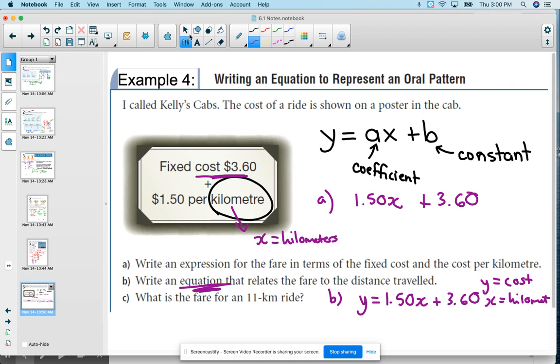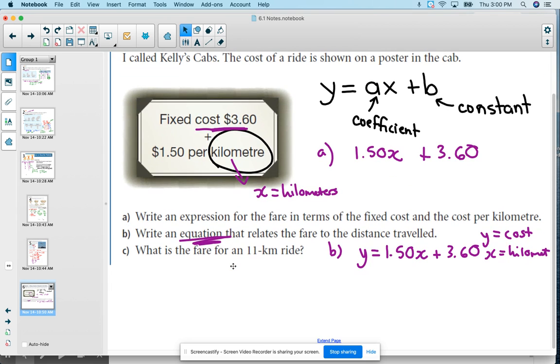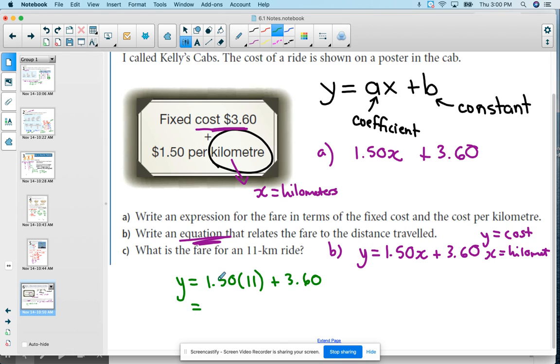And then you have C, which is asking you what is the fare for an 11-kilometer ride. So $1.50 per kilometer. So my cost is y, 1.50 times 11 kilometers, plus no matter what, it charges me $3.60. So 1.50 times 11 plus 3.60 should give me $20.10. Now that is a cheap cab ride.